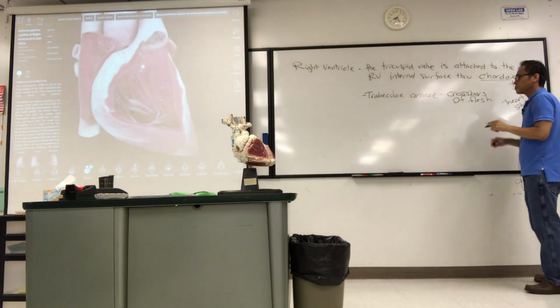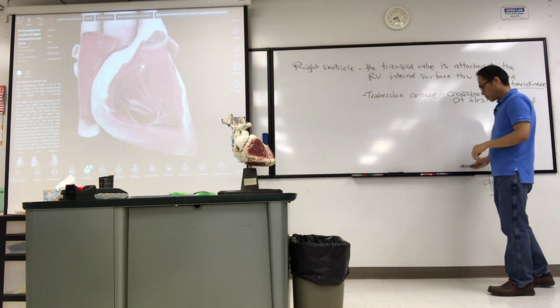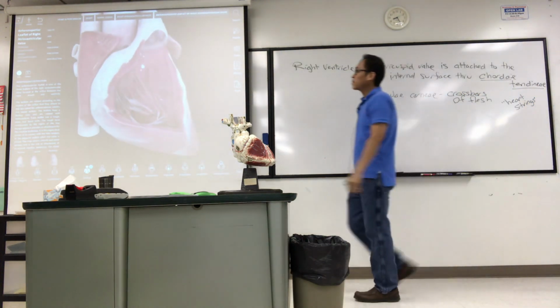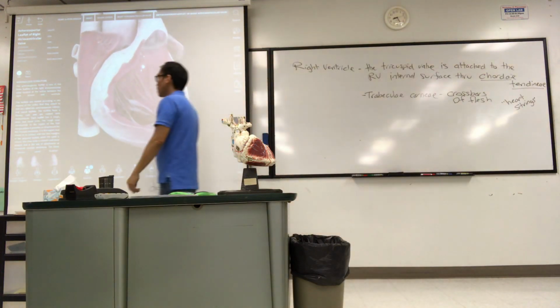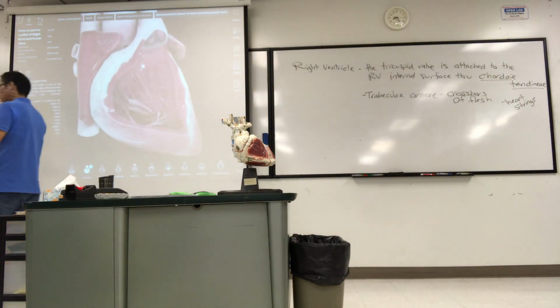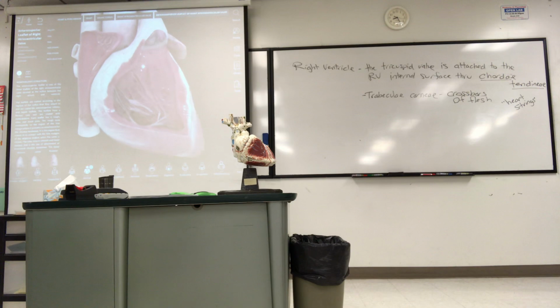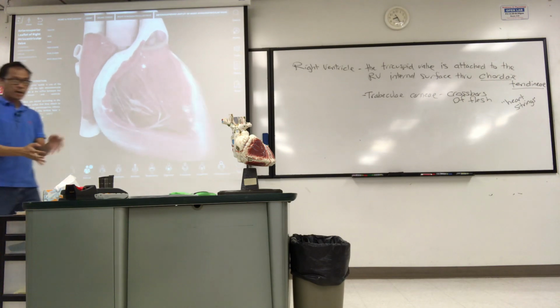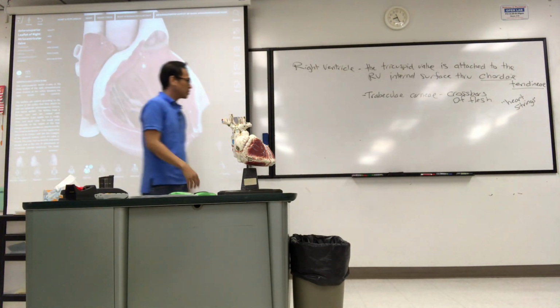Crossbars of flesh. It just describes the internal appearance of both ventricles. Okay, now the right ventricle, it's receiving blood. Its job is to receive blood from the RA and then pump it into the artery that's attached to it, the pulmonary trunk, which is going to get that blood to the lungs.